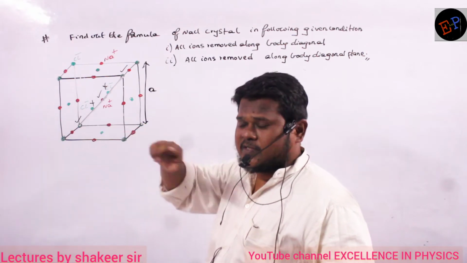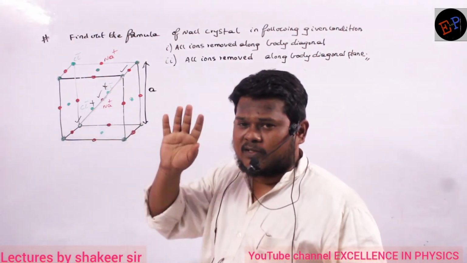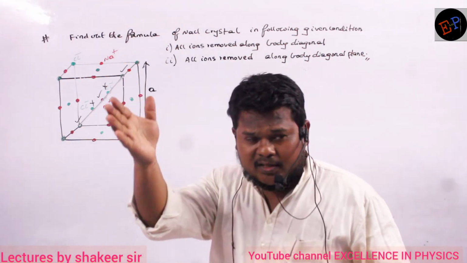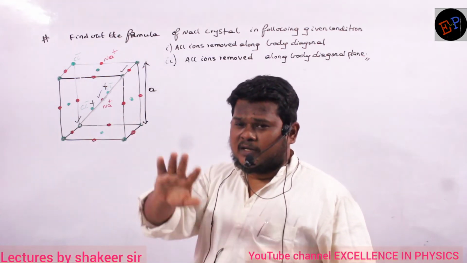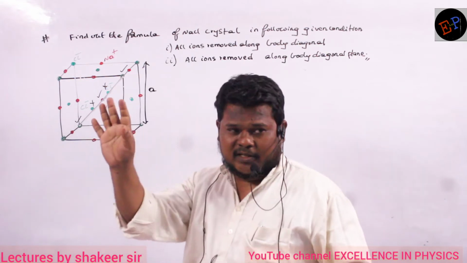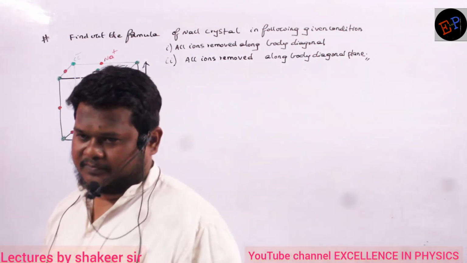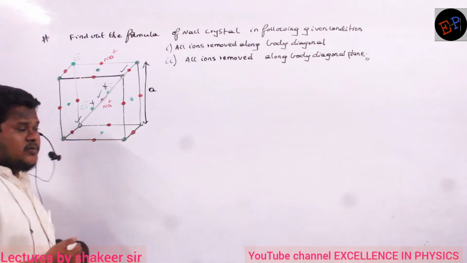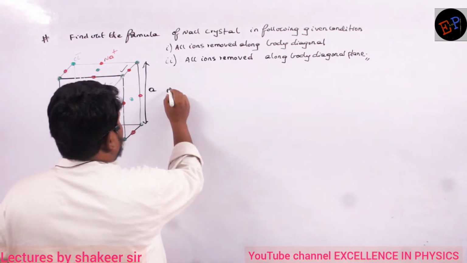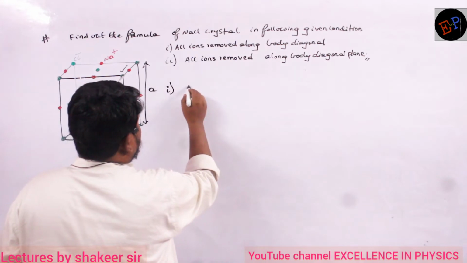A plane means, as we know, something which has length and breadth. Thickness will not be there. So on the body diagonal, perpendicular to the cube, place a plane, and whatever atoms are touching it, you remove all the atoms. Then what is the formula of the NaCl crystal? Is it clear? So I will do the first one. The second one, you try to do. See the first one. First one is all ions removed along the body diagonal.